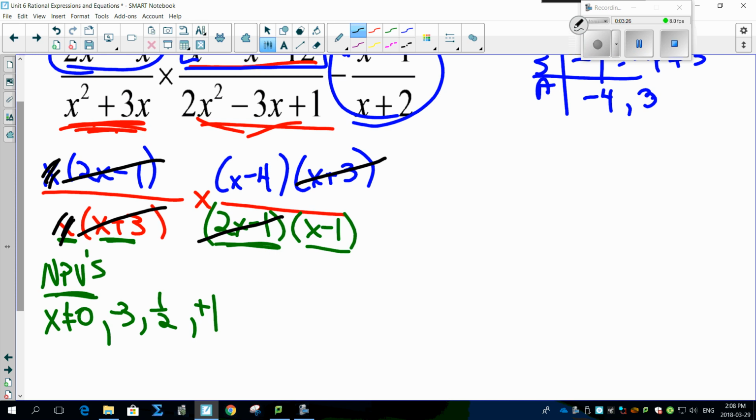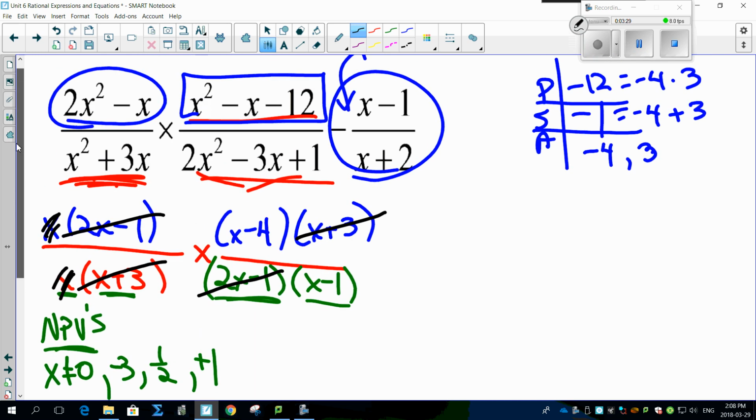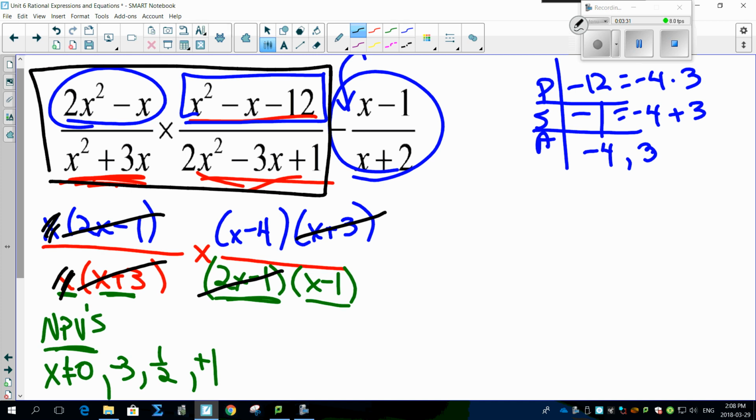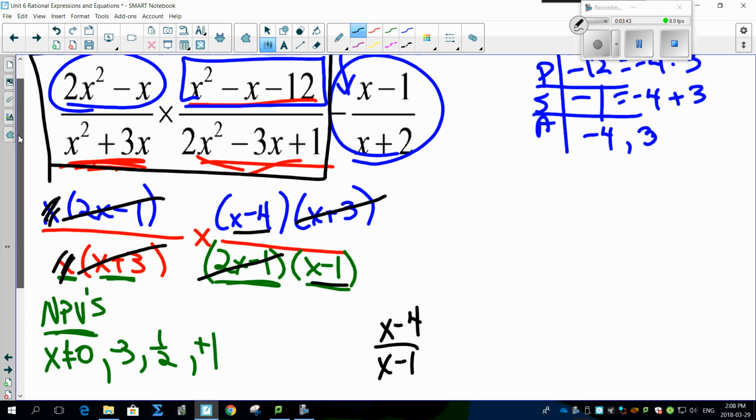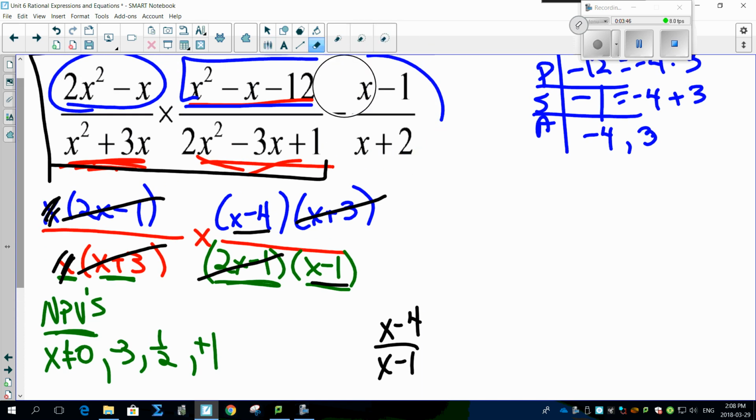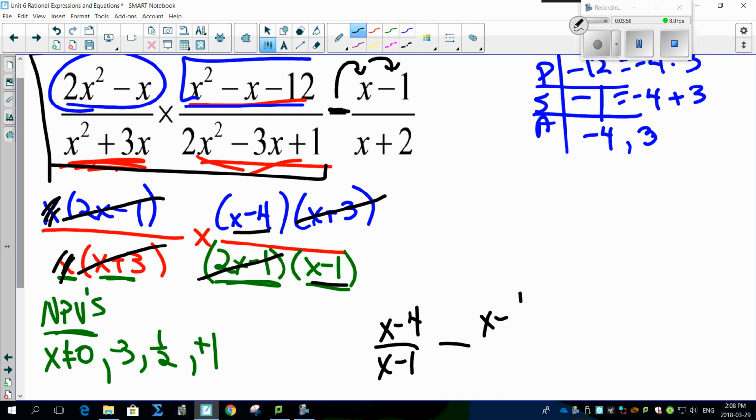Leaving me, from this big mess that I had here, this whole ugly thing, with this: x minus 4 and x minus 1. So x minus 4, x minus 1. And now let's go back to the original and clean it up so I can actually see it. Oh, look at that. Subtract, and don't forget, that's going to be distributed later on. Subtract x minus 1 over x plus 2. Well, that's not so bad. You've done worse than that.